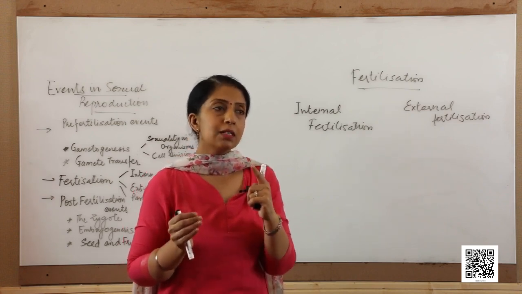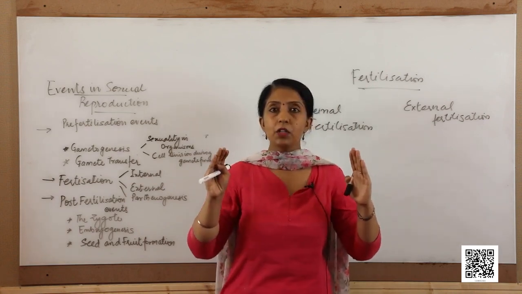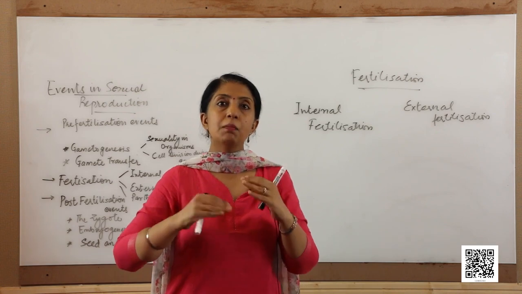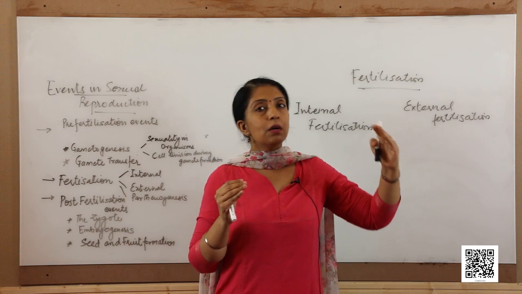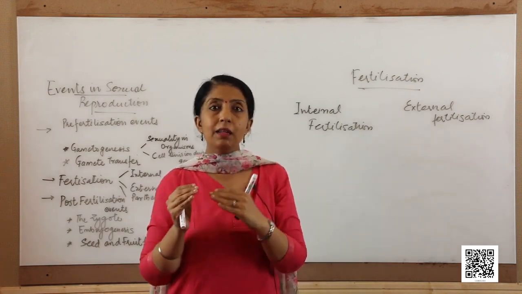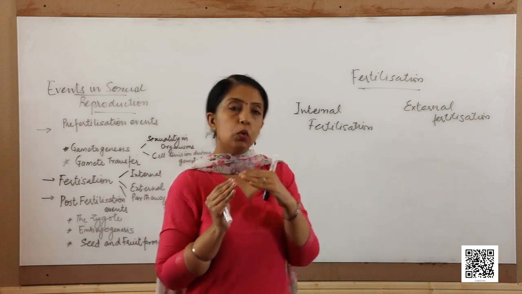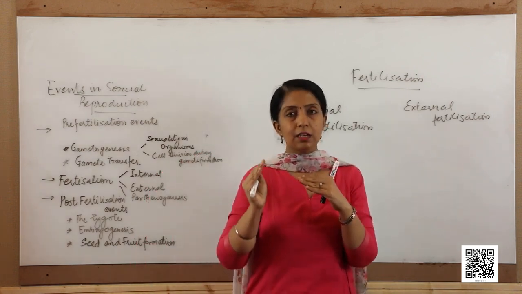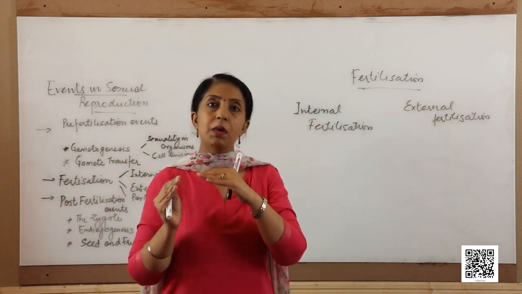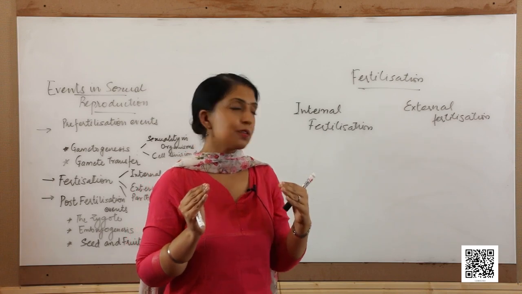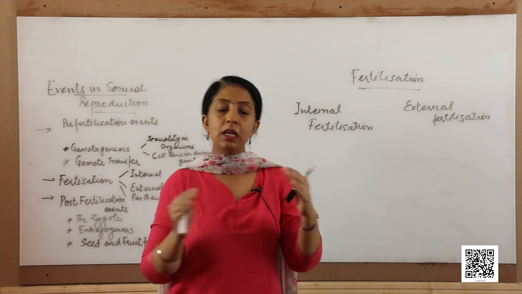You must have realized that in external fertilization, the chances of failure are much more. Why? Because the male gametes have to reach the female gametes and see to it that fertilization takes place. Though there are certain attractants secreted by the female gametes which attract the male gamete towards itself, still in all these cases where the fertilization is external, the number of male gametes produced is always large.